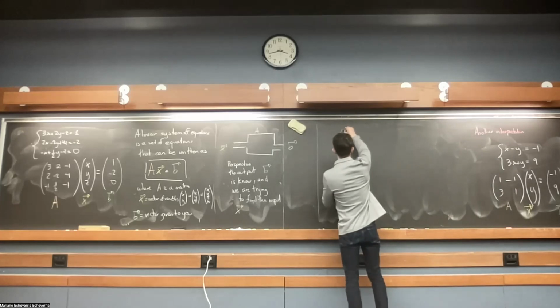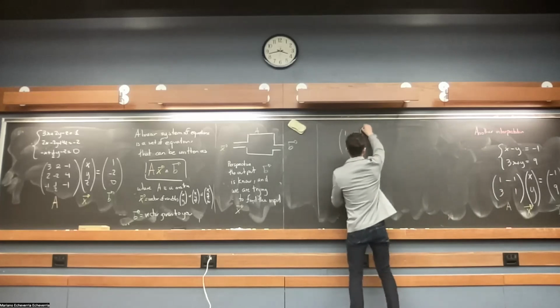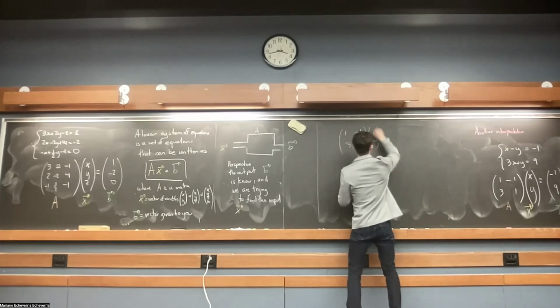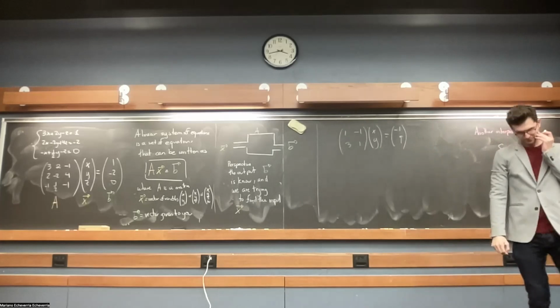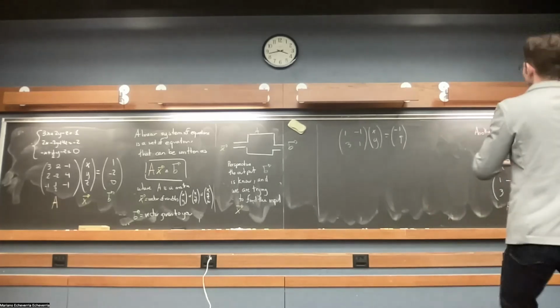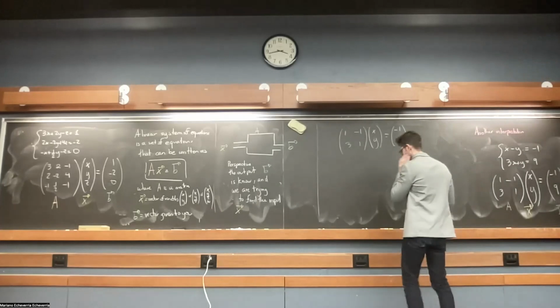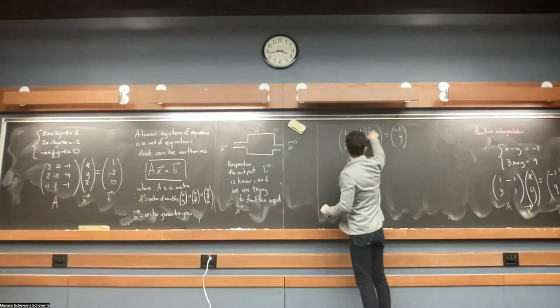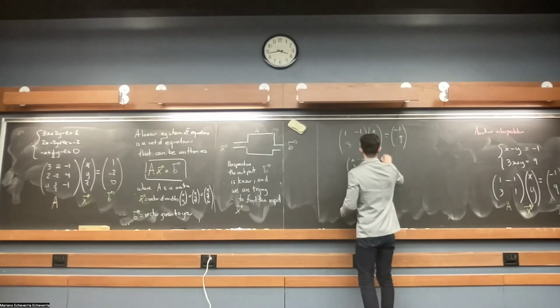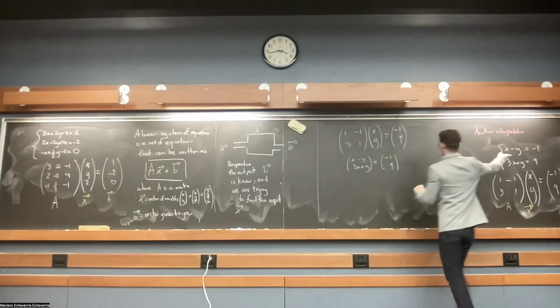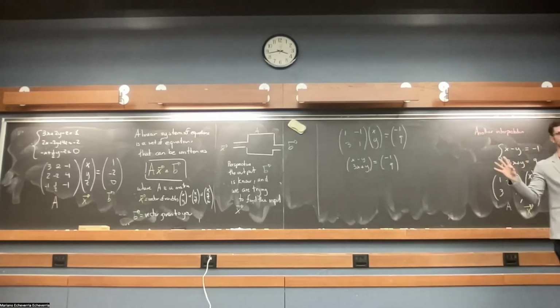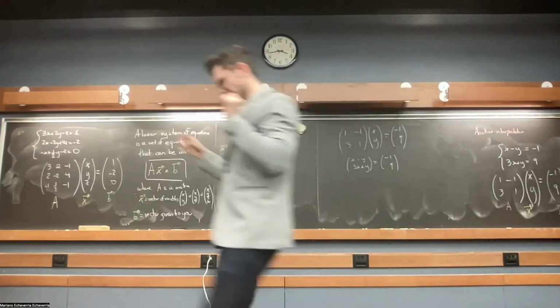We had the matrix 1, -1, 3, 1 times x, y equals -1, 9. And if you were to do this product, this is x minus y, and then 3x plus y, equals -1, 9. Which makes sense, because if you equate the entries, that's how you get back to these equations. So that's fine. That's how this is supposed to work.